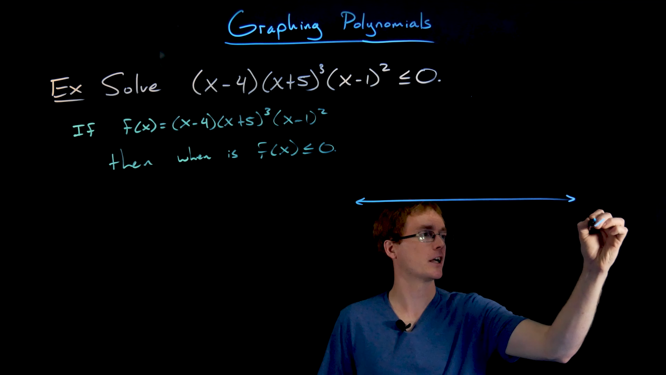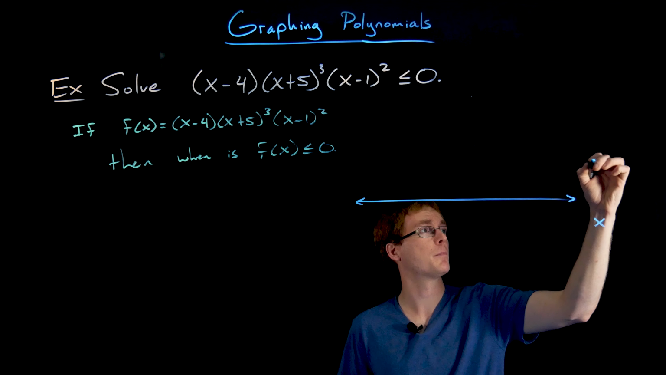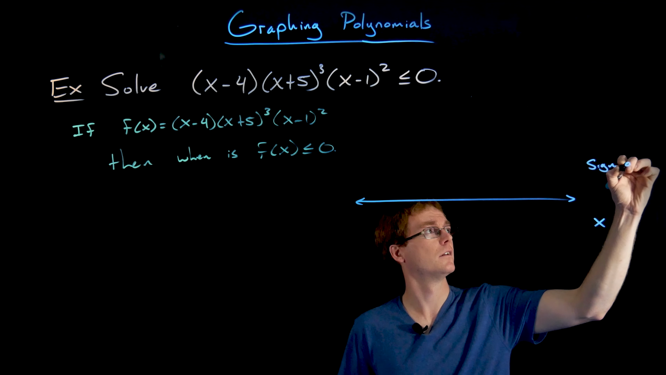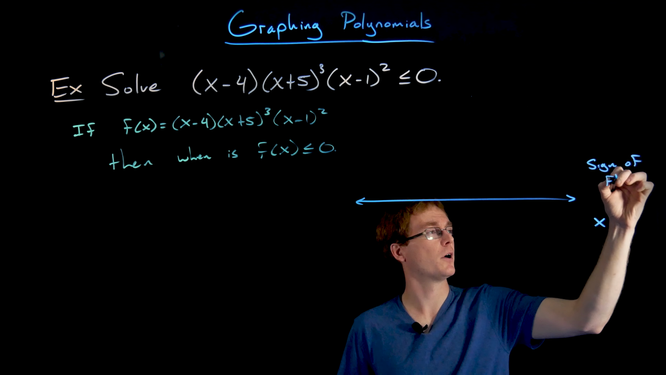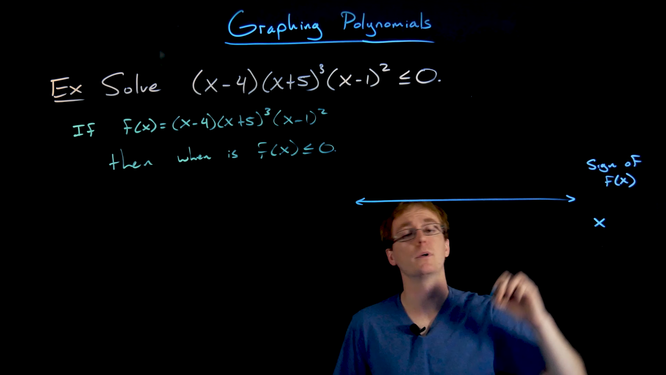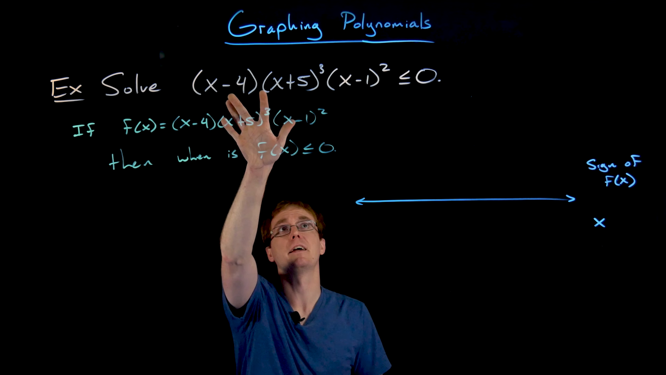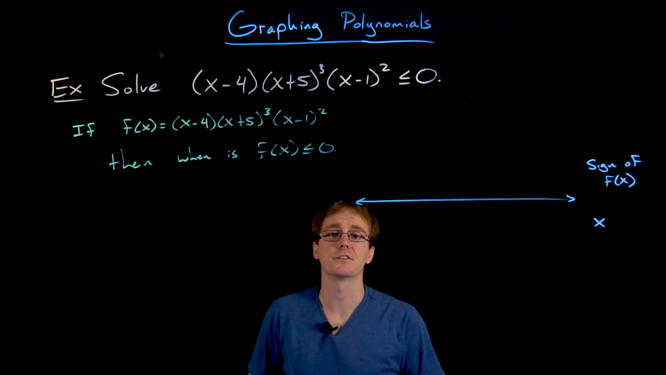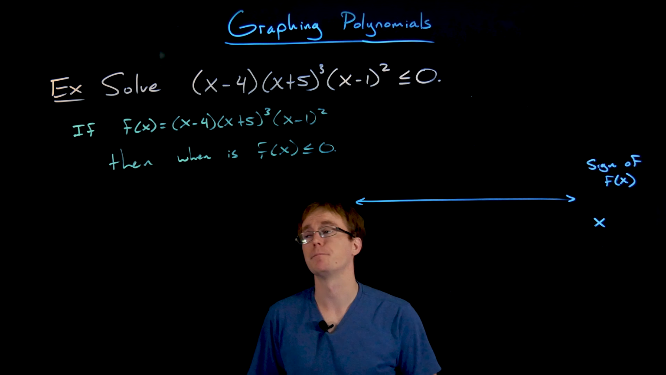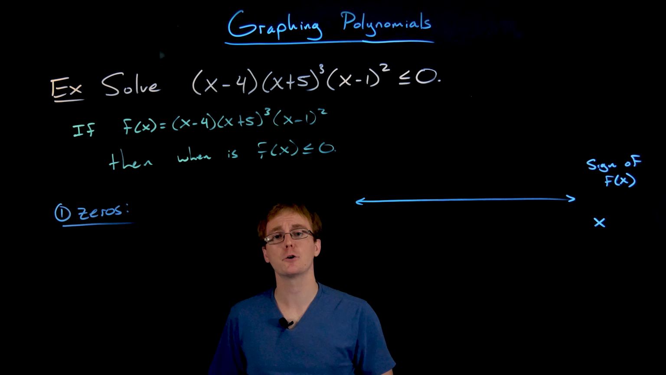So on the bottom of our sign chart is just going to be a number line. We're going to label our x values. And on the top of our sign chart, we're going to label positive, negative, or 0, the sign of the quantity we are interested in. In this case, it's our function f of x, which we defined as that polynomial on the left-hand side of our inequality. And so the sign chart process is slightly different than our graphical process.